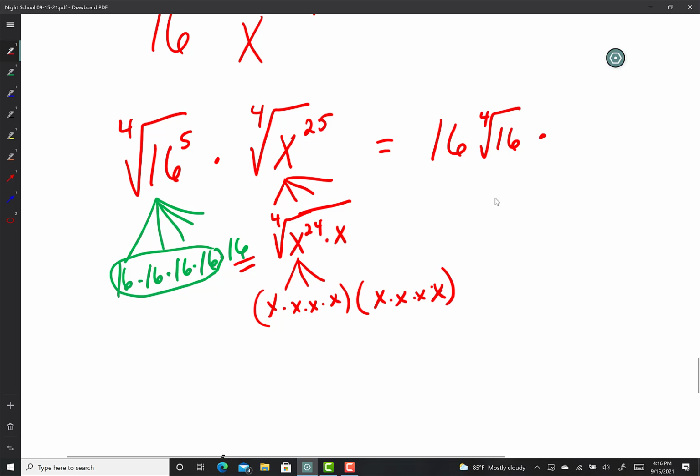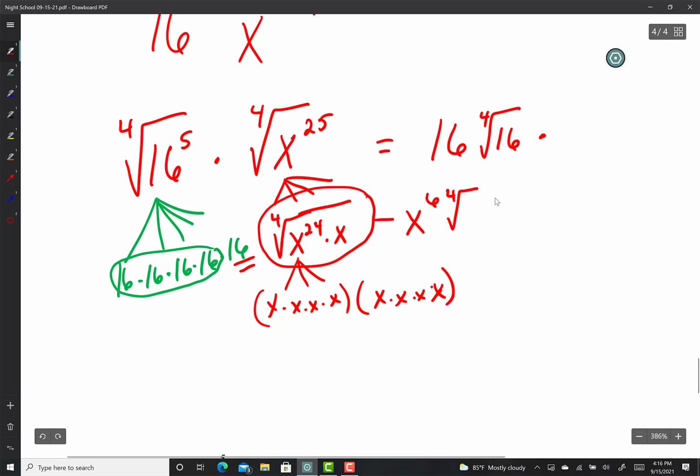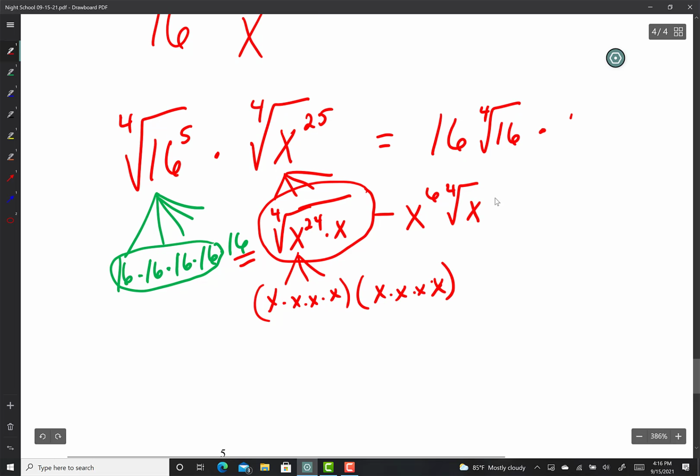4 goes into 24 6 times. Good job. So now I can say that this guy right here is nothing more than x to the 6th times the fourth root of x. Do you see how we did that? Because every time you got a group of x's, you got it out. Cool? So this is going to be x to the 6th fourth root of x.